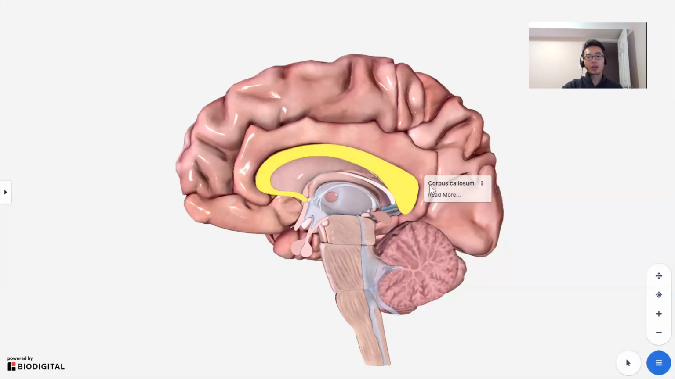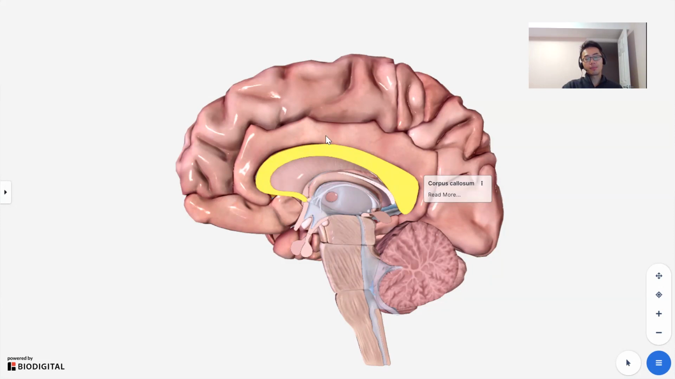Okay, so that is the corpus. If I click on it, it's right here. Corpus callosum. The corpus callosum is a bundle of white matter. Remember, white matter is basically axons that are myelinated. So they are primarily for communication. The corpus callosum is responsible for communication between the right hemisphere and the left hemisphere. The two halves of the brain need to talk with each other constantly.